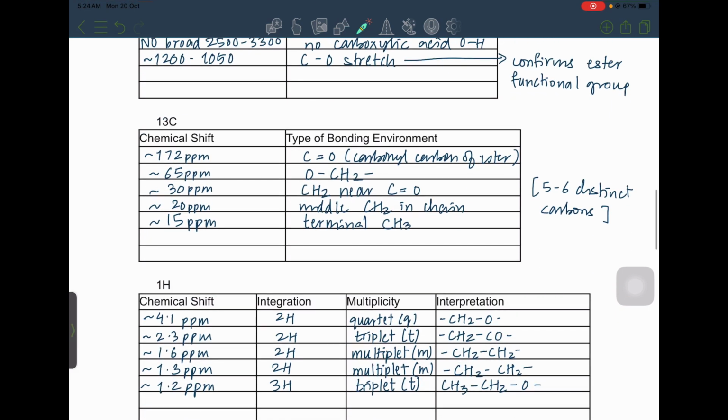So these are the data that I've written for my spectra data table. At around 172 ppm, we have C double bonded to O, which is a carbonyl carbon of an ester. Then at 65 ppm approximately, O bonded to a CH2. Then at 30, we have a CH2, which is close to a C double bonded O. At 20 ppm, it's a middle CH2 present inside the chain. And then at 15 ppm, it's a terminal CH3.